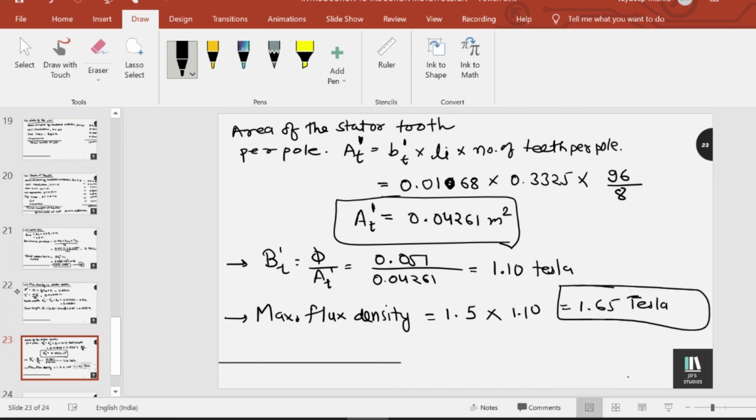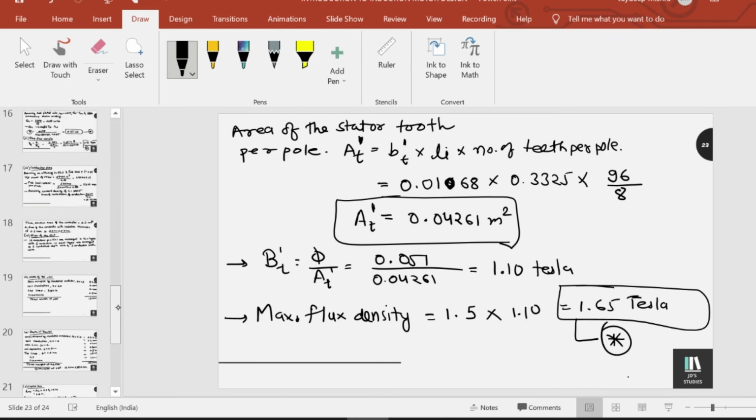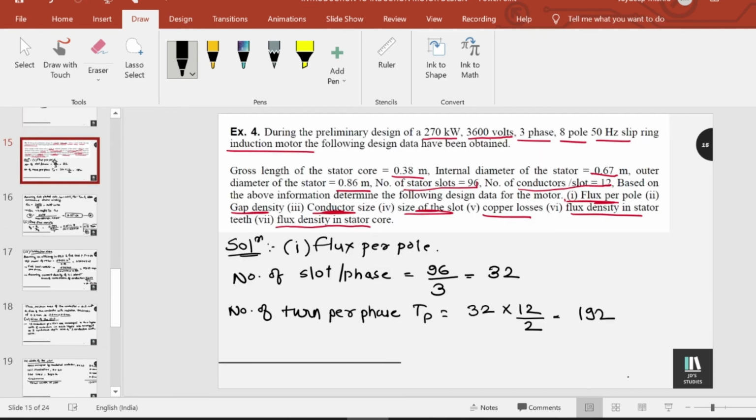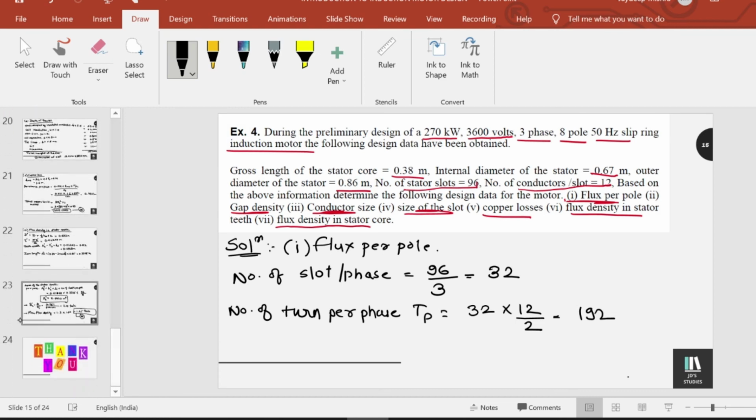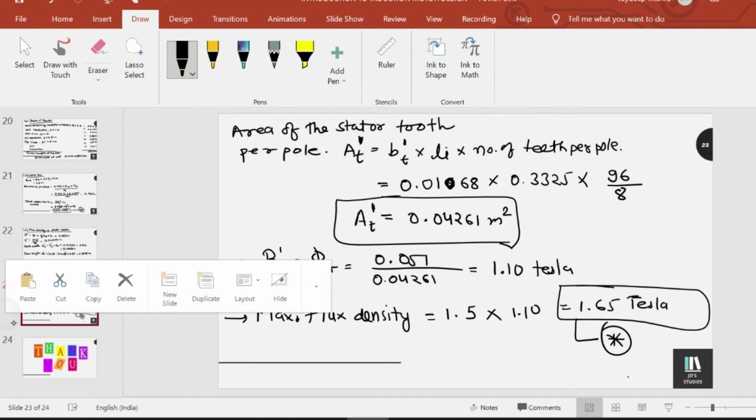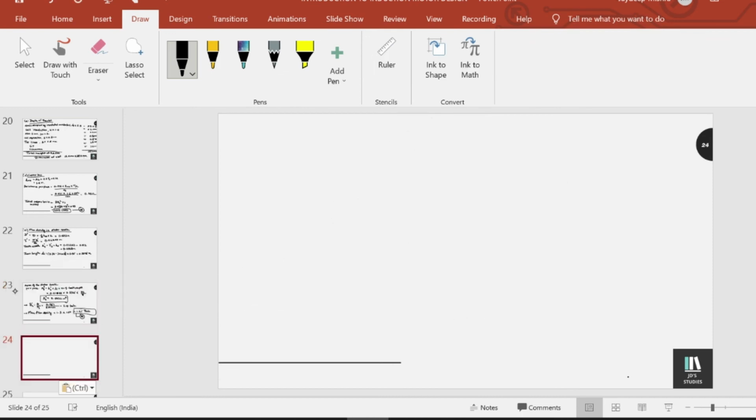Okay, so we found the maximum flux density. Then we have to find, okay, the flux density in stator core. Last, the seventh, is the flux density in stator core.